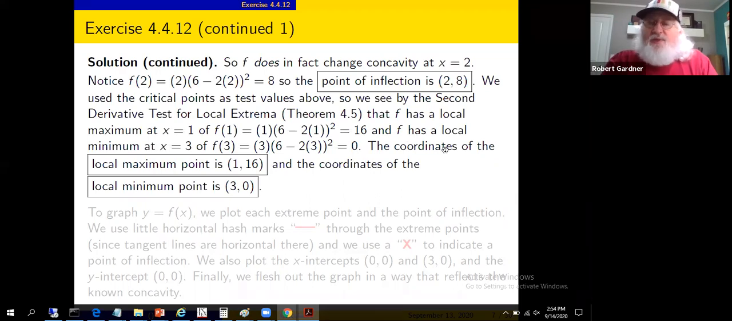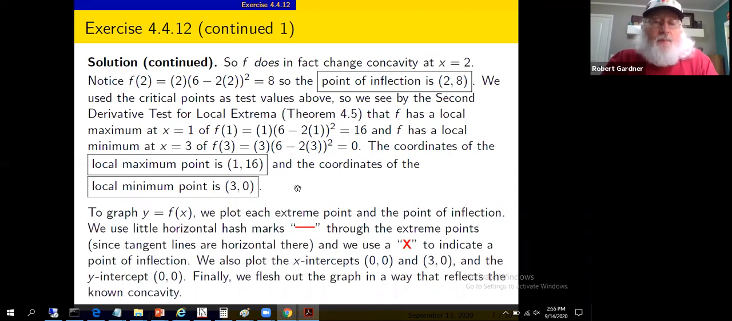They ask us explicitly in this one for the coordinates of the local max and the local min. So there they are written in terms of x and y. You really want to find the y coordinates? Yeah, I want to graph this thing using the fact that it contains this point, and this is the point of inflection. It contains this point, and this is a local maximum. It contains this point, and this is a local minimum.